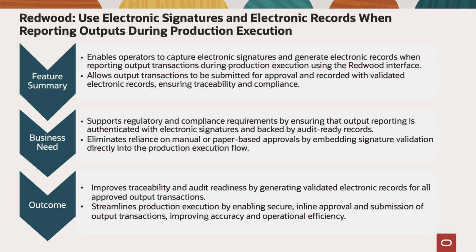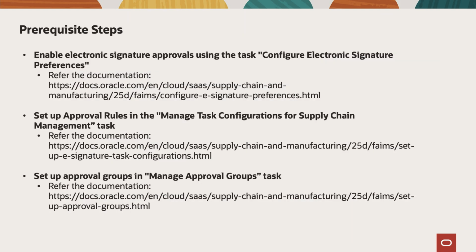This ensures that output transactions are securely authorized and fully traceable, meeting compliance and audit requirements. Electronic signatures are embedded into the execution flow, eliminating the need for manual approvals or external documentation. Overall, this feature improves control, traceability, and data integrity while simplifying how output transactions are reported and approved on the shop floor. Before we move into the demo, let's quickly review the prerequisite setup required for this feature.